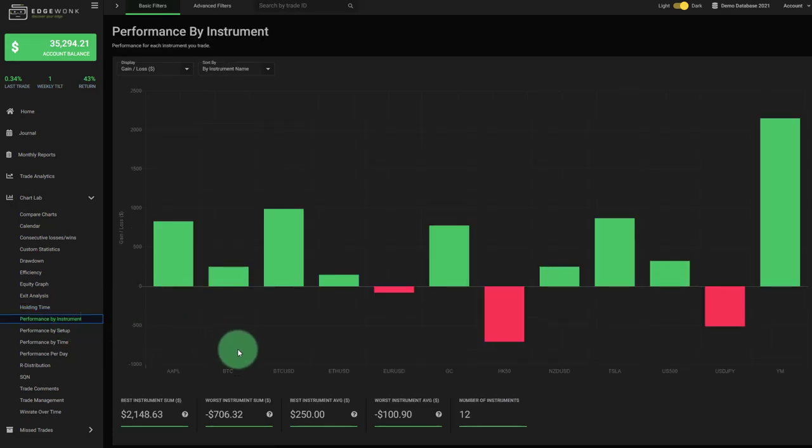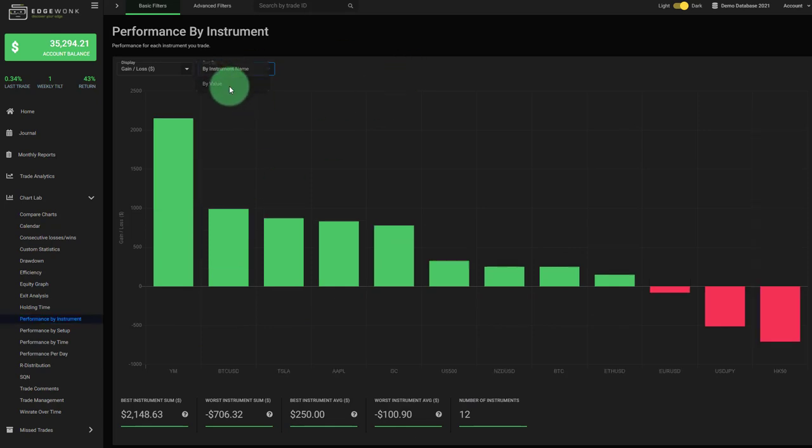Performance by instrument is very interesting. Edgewonk shows you all the different instruments that you have traded in your Edgewonk trading journal, and then it gives you the performance breakdown. You can change the sorting. Right now it's sorted by instrument name, and now it is sorted by the value. This is also possible for the setups.